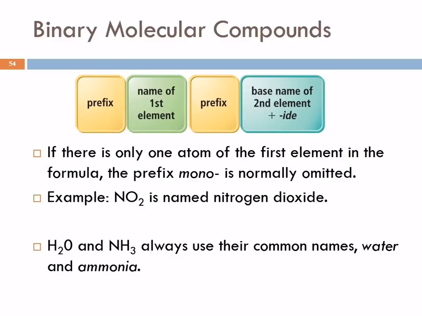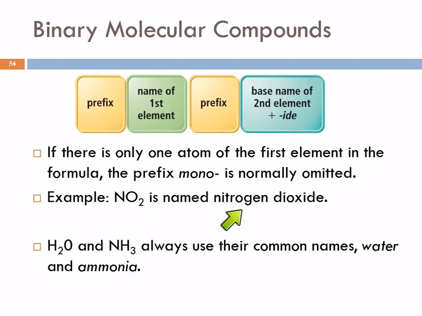To continue this bias against the number 1 that chemists seem to have, if there's only one atom of the first element, we usually leave the mono off. Mono means 1. We don't like the number 1, so we leave it off whenever possible. So this compound, NO2, there's only one of the first element. We're going to leave the prefix mono off. Otherwise, we end up with a lot of compounds starting with mono, and when you go look them up in the index, there's just way too many M's. So just nitrogen for that.